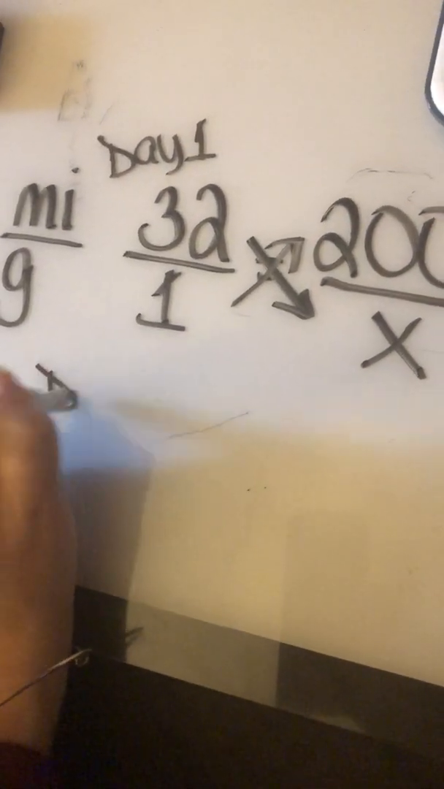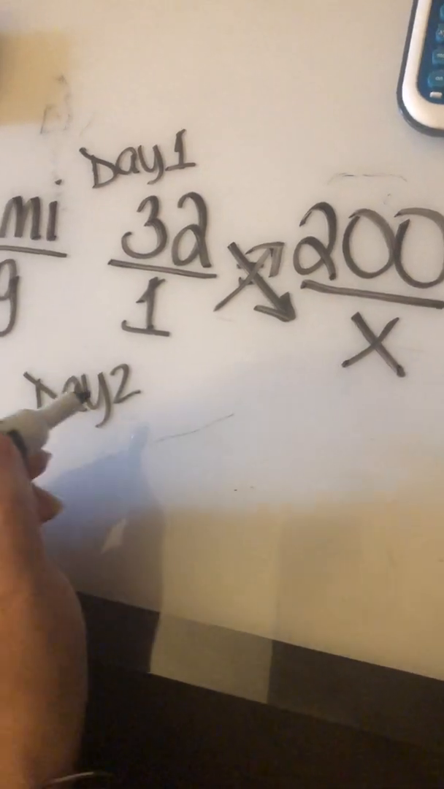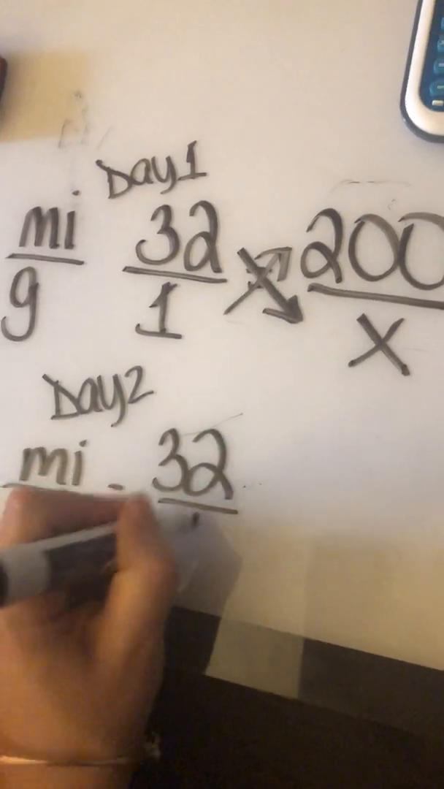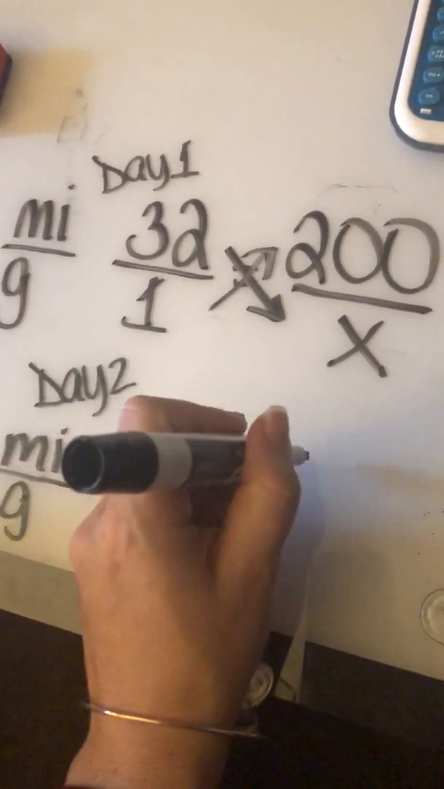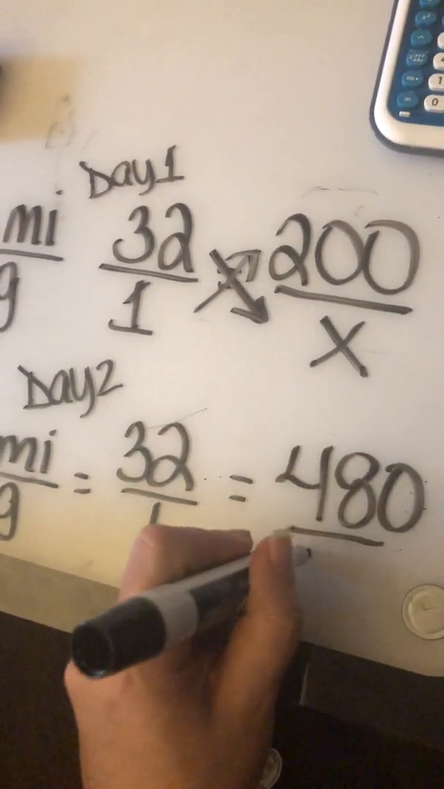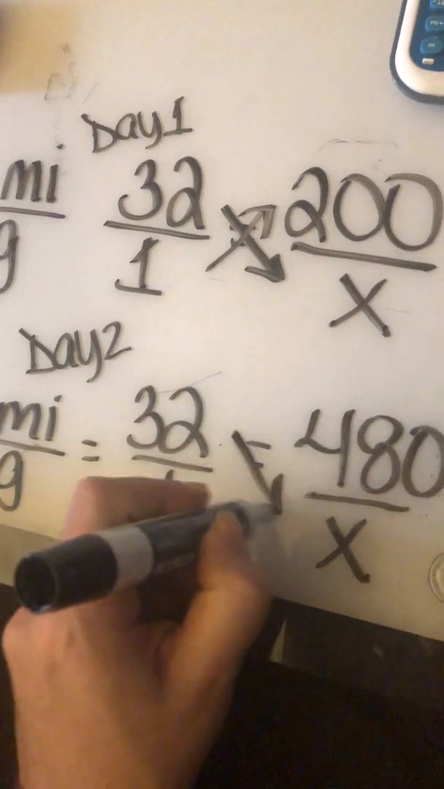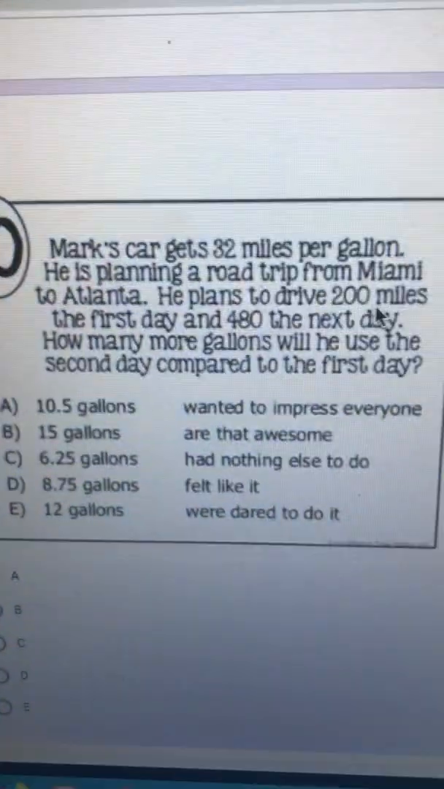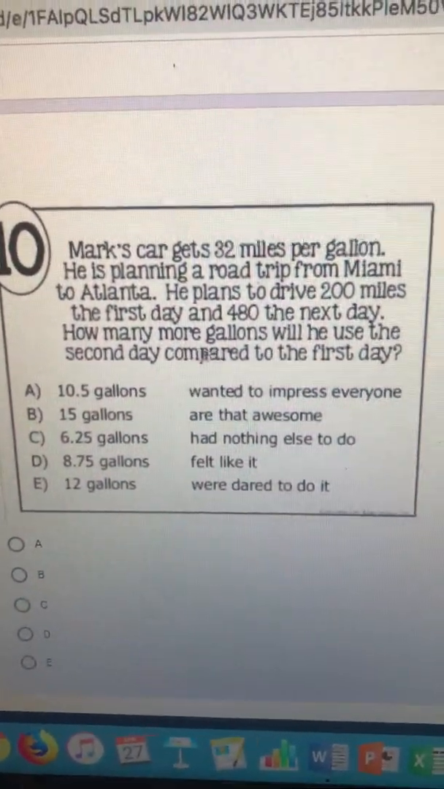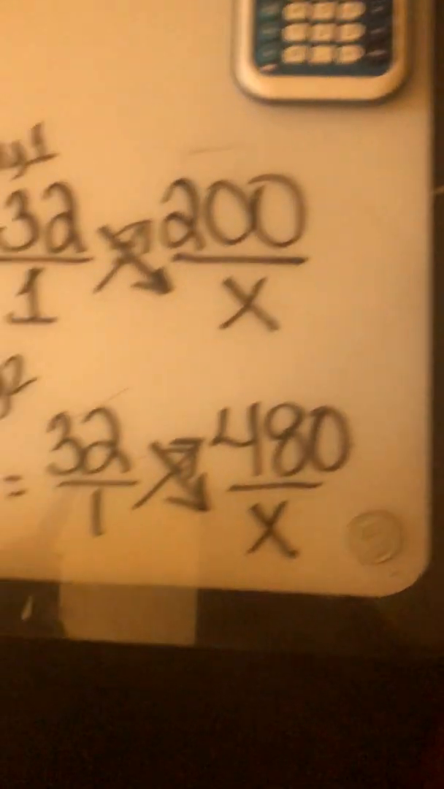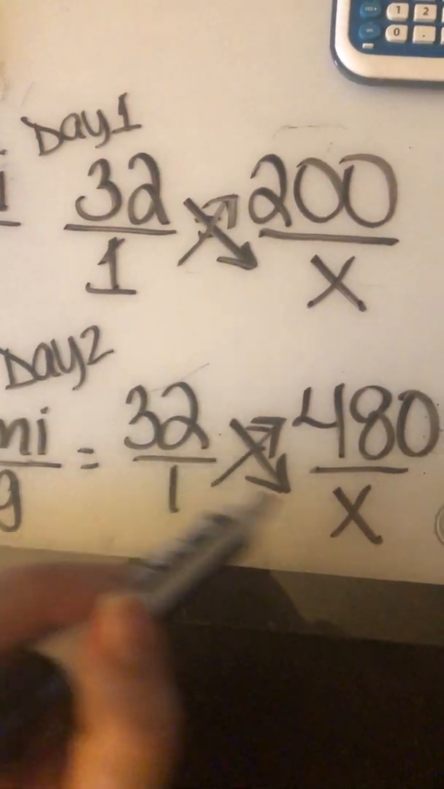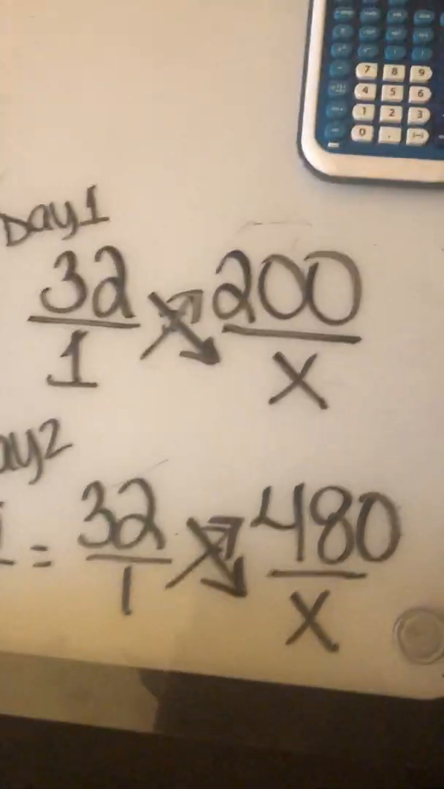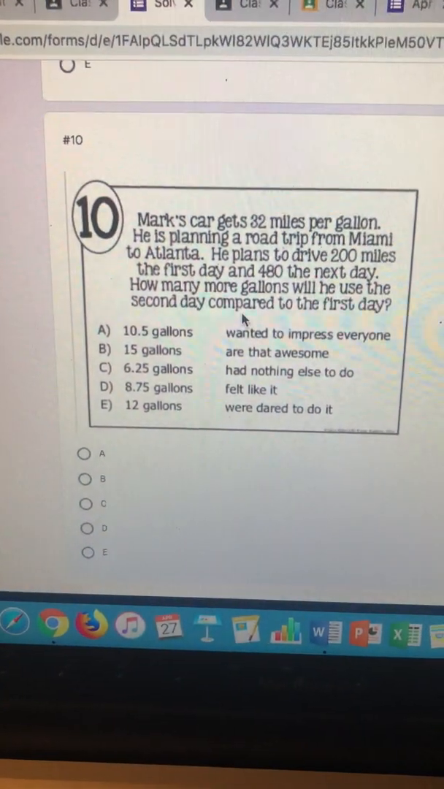Then they mentioned day 2. So we're going to do the same thing. 32 over 1. That's our unit rate. And on day 2, he's planning to travel 480 miles, but we don't know how many gallons. So you would cross multiply here as well and solve for x. And then the last thing you would do for number 10, since it says how many more gallons will he use on the second day compared to the first, whatever you get from day 2, you would take that and subtract it from the answer for day 1. Okay, so I'm kind of happy I walked you through that one because this one seems a little complex.